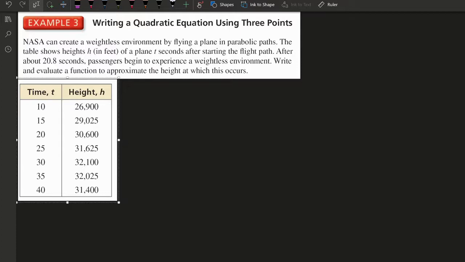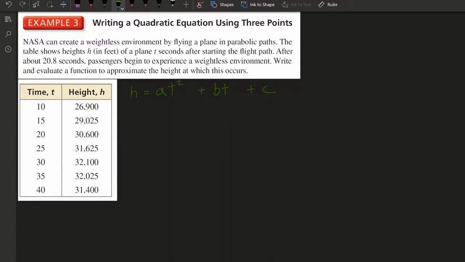So the way that you were instructed to do this is by creating 3 systems of 3 variables and then solving it in order to find the equation. So the way we would do that is by saying, if we have an equation in standard form, it would be height is equal to a times time squared plus b times time plus c.